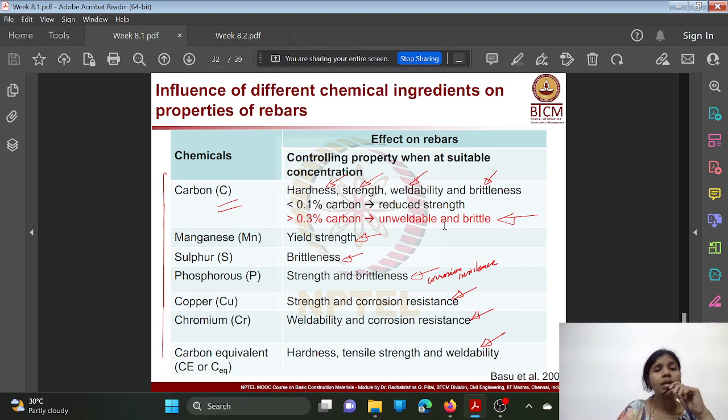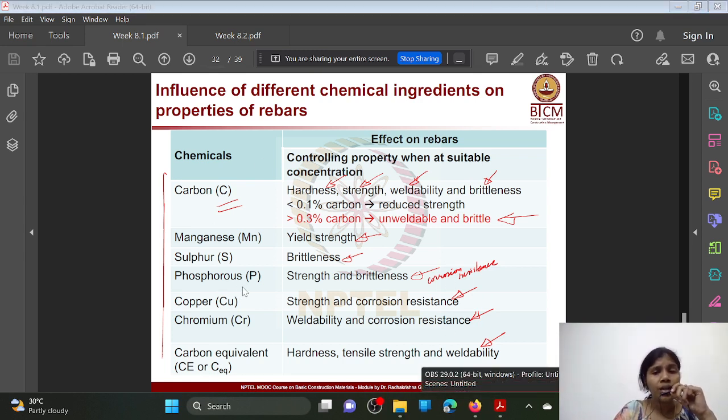We know that, right? The increase in carbon percentage will give an increased strength, but it will give a lesser ductility. Okay. And manganese affects the yield strength of the rebars. Sulfur affects the brittleness, whereas phosphorus affects the strength and brittleness. Okay. So these are the different chemicals which will have an effect on these rebars. Okay.